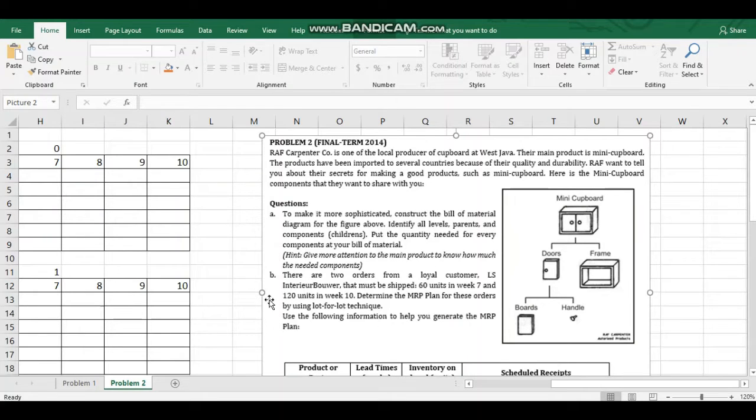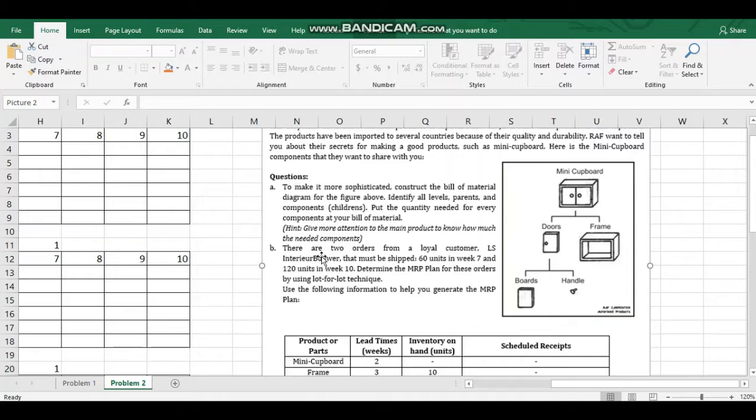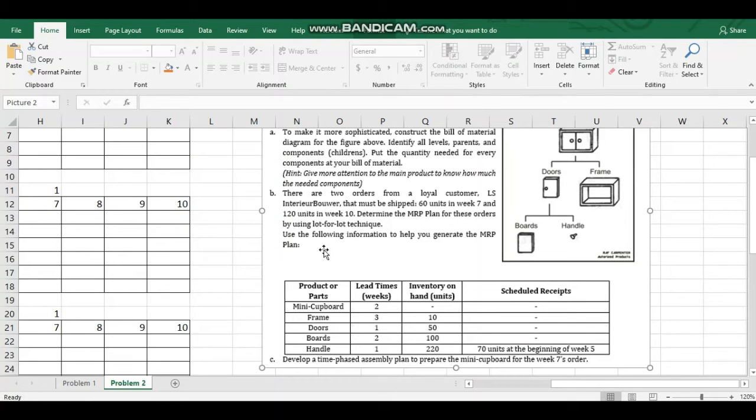Okay, and then the next question is: there are 2 orders from a loyal customer, LS Interior Bauer, and they must be shipped 60 units in week 7 and then 120 units in week 10. And we have to determine the MRP plan for these orders by using the lot for lot technique. So for question B, we have this following information. And then question C is: develop a time-phased assembly plan to prepare the mini cupboard for week 7's order.